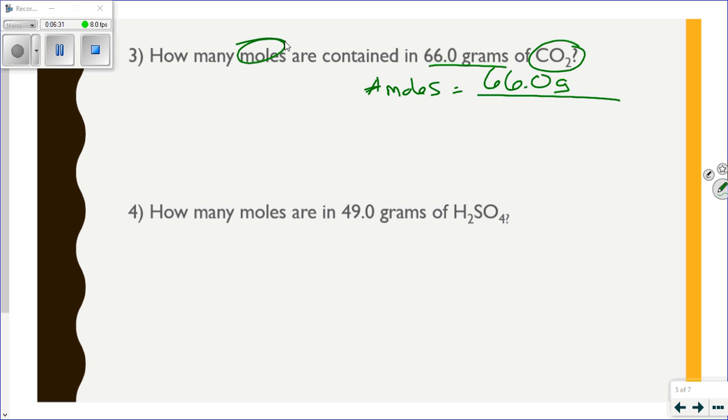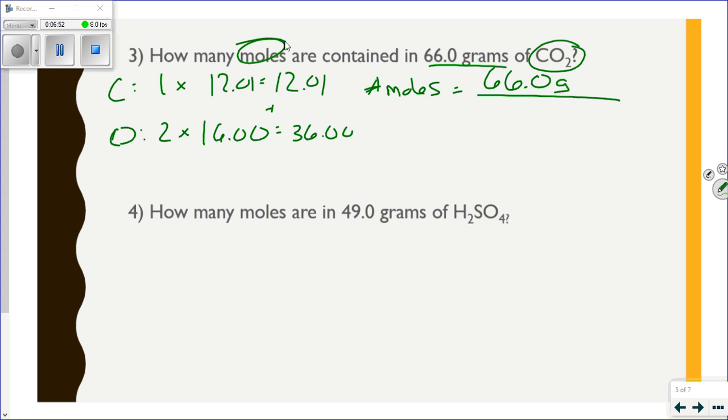Well, do the same thing. In order to find the gram formula mass, we need to find first the mass of each element using our periodic table. Carbon, I have 1. Oxygen, I have 2. Let's do a little bit of math here. Oxygen is 16.00 from your reference table, and carbon is 12.01. Multiply those, and I'm going to add to get a gram formula mass total of carbon dioxide. When I add those together, I get 44.01 grams.